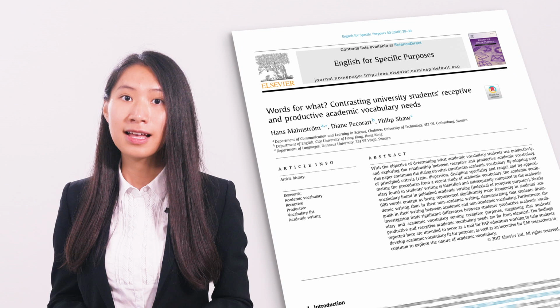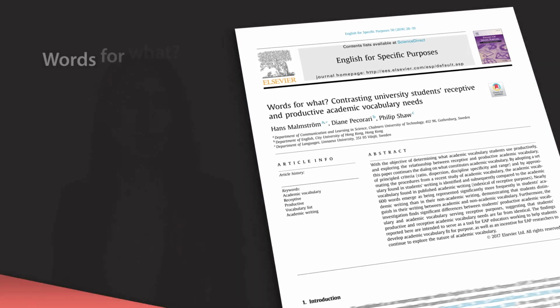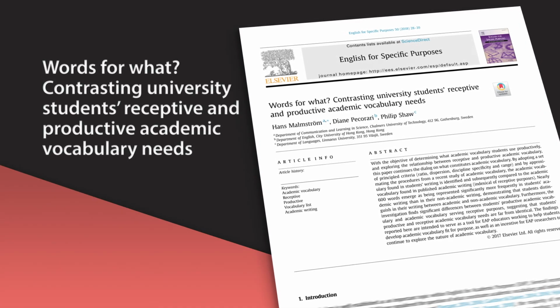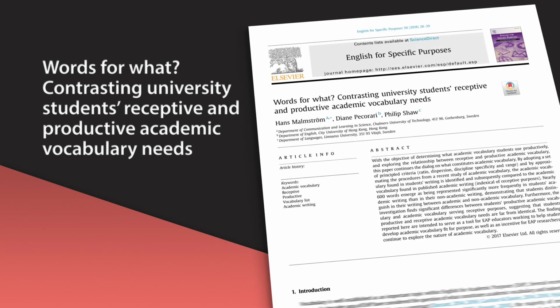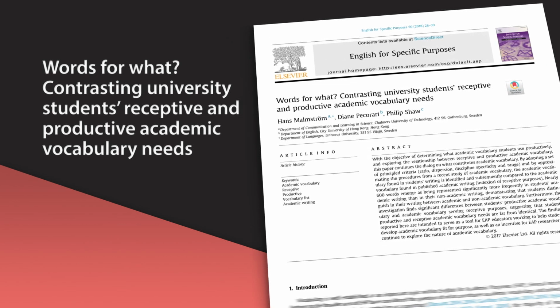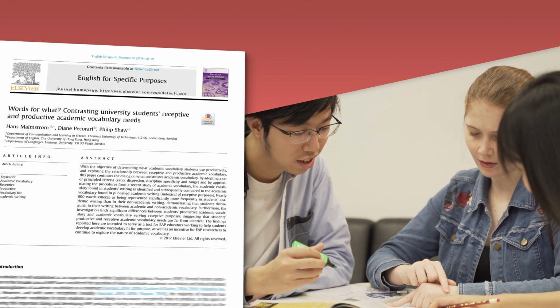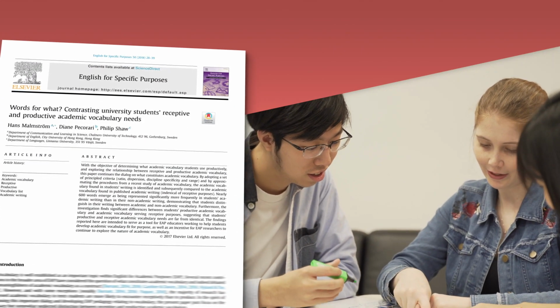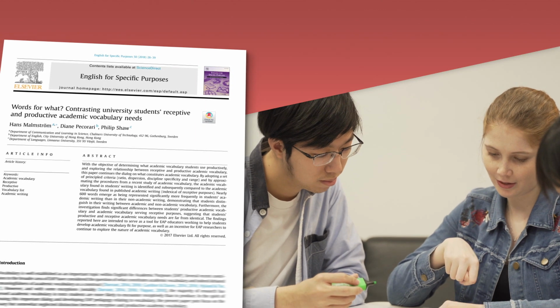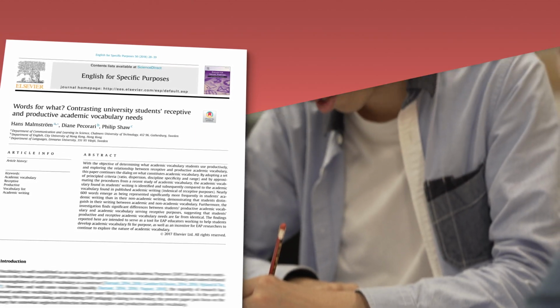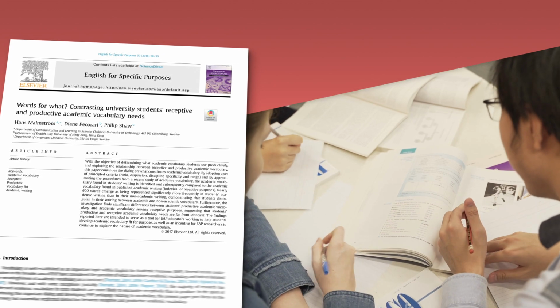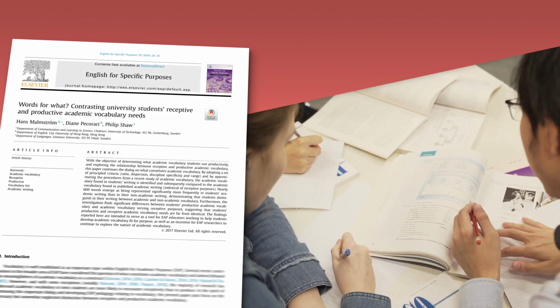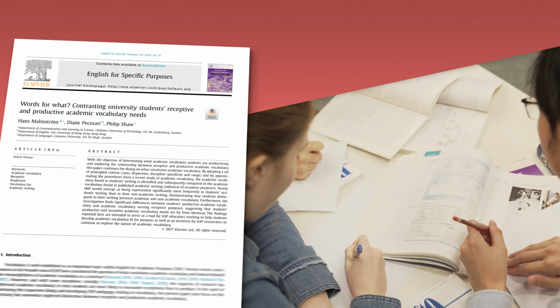Many of the examples come from this article. Let's remind ourselves what it's about. Words for what? Contrasting university students' receptive and productive academic vocabulary needs. To recap, the purpose of this article is to understand the range of academic vocabulary which students need for success at university. Receptive means being able to understand words when reading or listening. Productive means being able to use words when speaking or writing.